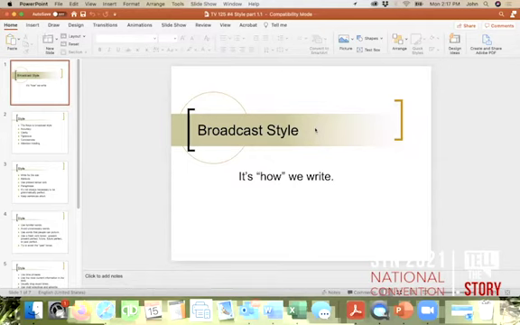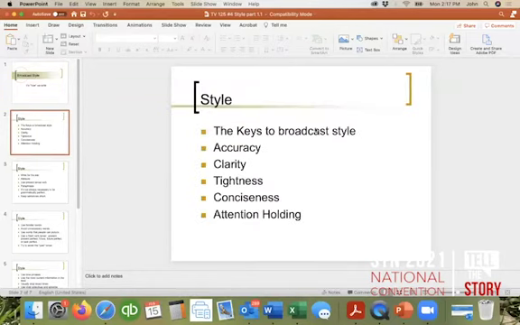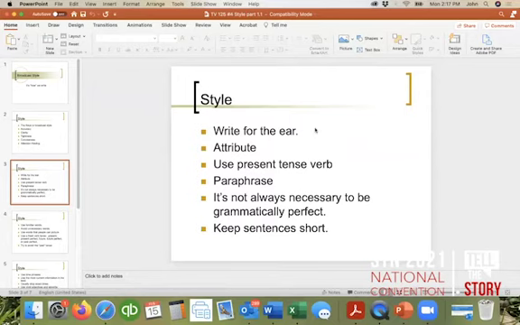Now in style, that was just some of the mechanics. Here's some of the style that we use to kind of put those pieces together. Keys to a broadcast style: we strive for accuracy, clarity, tightness, conciseness, and attention holding. So you write for the ear. You attribute. Attribute where you're getting information. This is very critical to people.